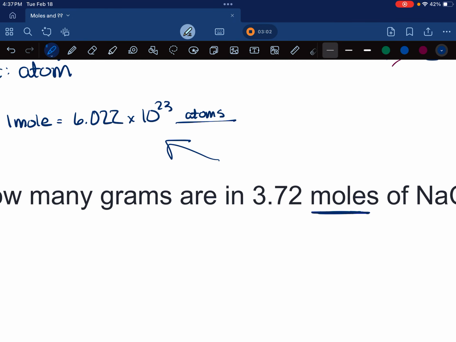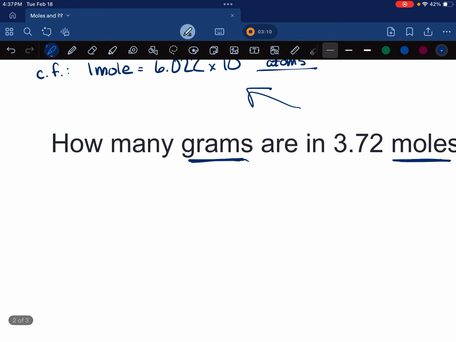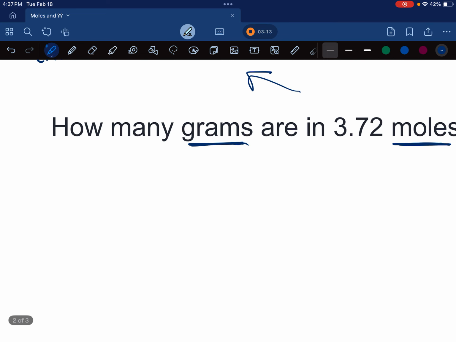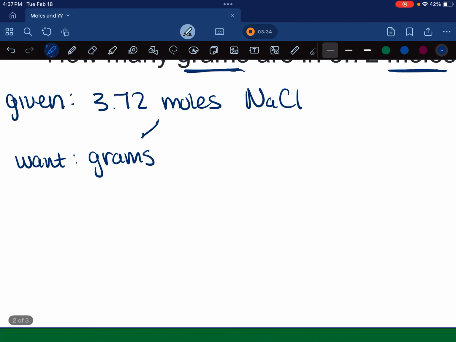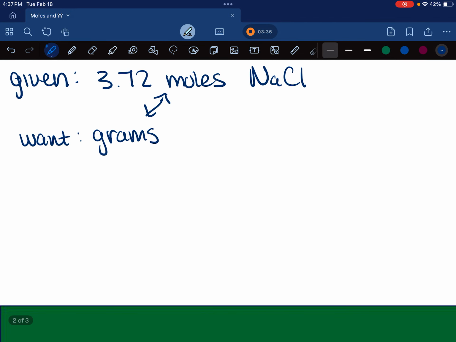In the next question, how many grams are in 3.72 moles of NaCl? Again, we see the word moles. What are we trying to relate it to? In this question, it wants grams. If we see grams, we want to think molar mass. Grams are a unit of mass. So let's identify, again, what we're given is the 3.72 moles of NaCl. And we want grams. So in this case, moles to grams, that's the relationship. We need to use a conversion factor of molar mass.